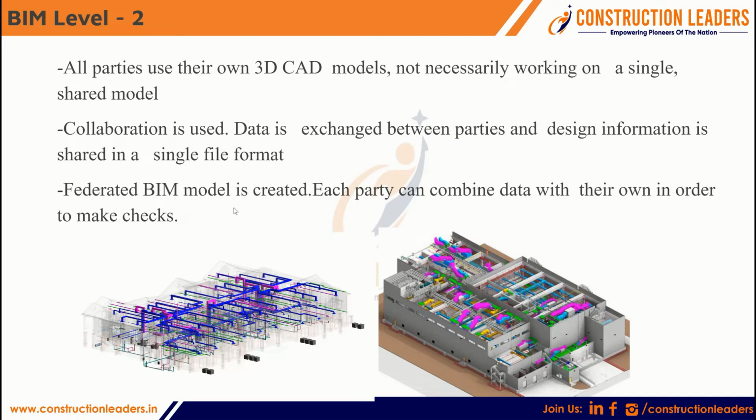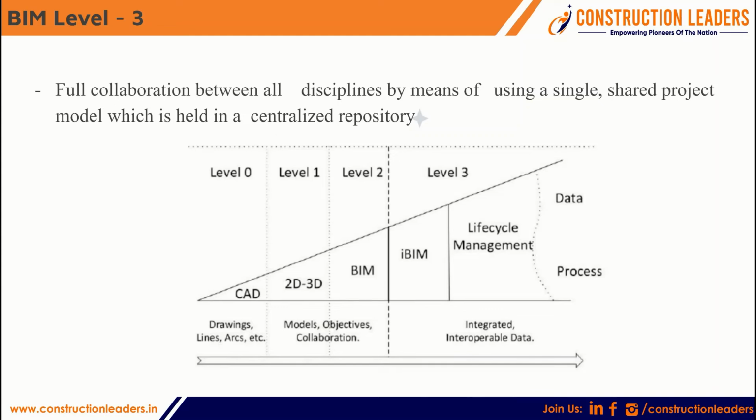All the 3D models will be merged here, and after that it will go to the quality control department, and they will check each and everything. And BIM level 3, it is the future. What happens in level 3 is full collaboration between all disciplines by using a single shared project model which is held in a centralized repository. You can see the pictorial representation here from level 0 to level 3, starting from CAD to data.